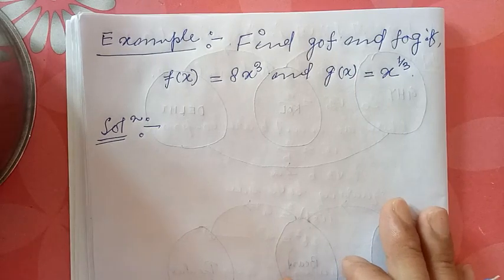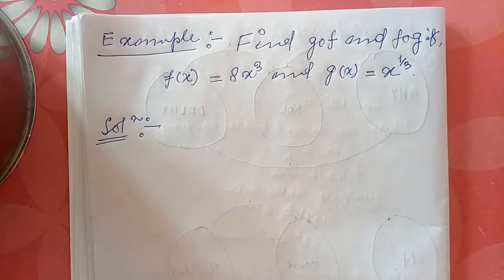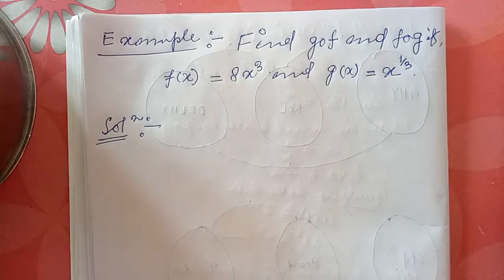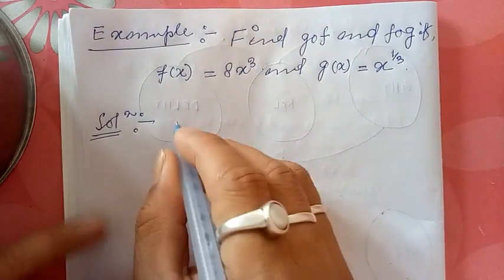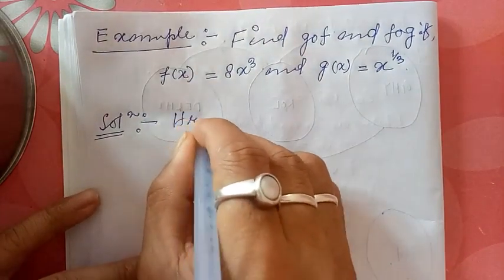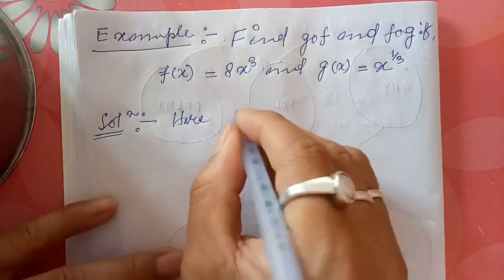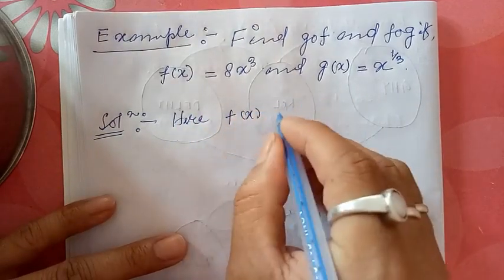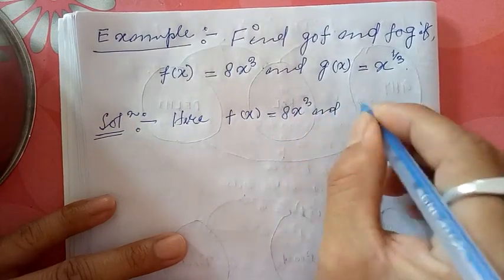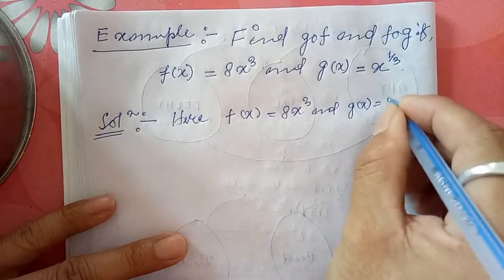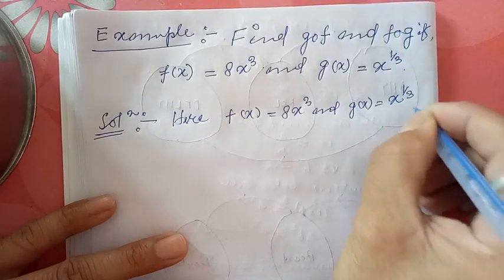So I am taking one example of how to find g o f and f o g. Here f(x) and g(x) are given. We have to find g of f and f of g. For finding the composition of functions, it is very easy. So just see here. Two functions are given: f(x) is 8x^3, and g(x) is x^(1/3).